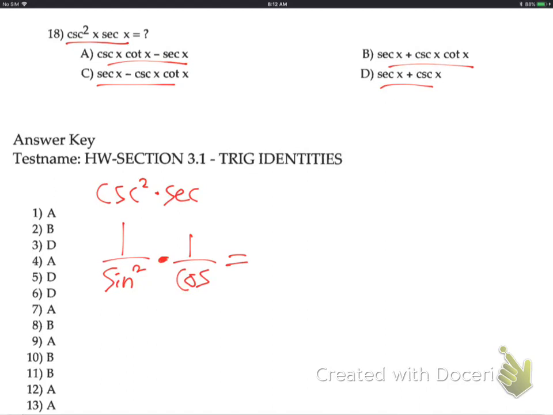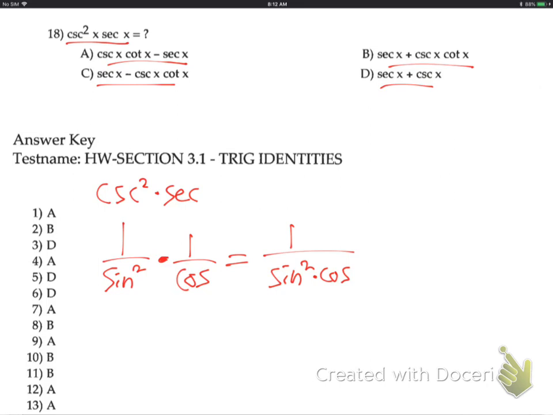Okay, so putting that together, that's 1 over sine squared cosine. I just multiplied those together. 1 times 1, sine squared times cosine. Good so far? Trying to make it look like one of those four. And on the test, there'll also be a none of the above option.